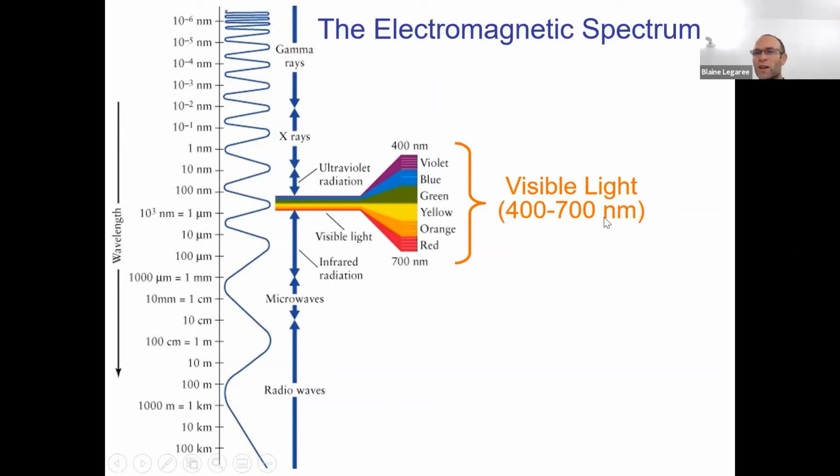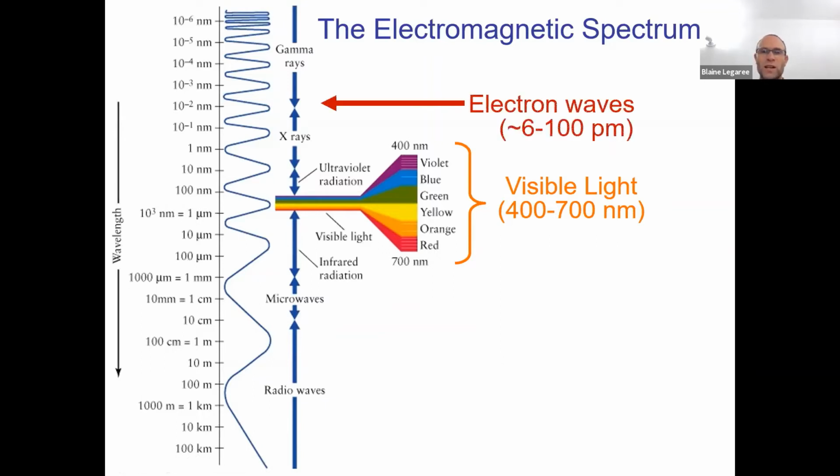So what if we have a smaller wavelength? So the idea here is, well, let's try a different type of wave. We'll use electron waves. So electron waves are in the picometer range, which means we can get down and see very, very tiny objects.